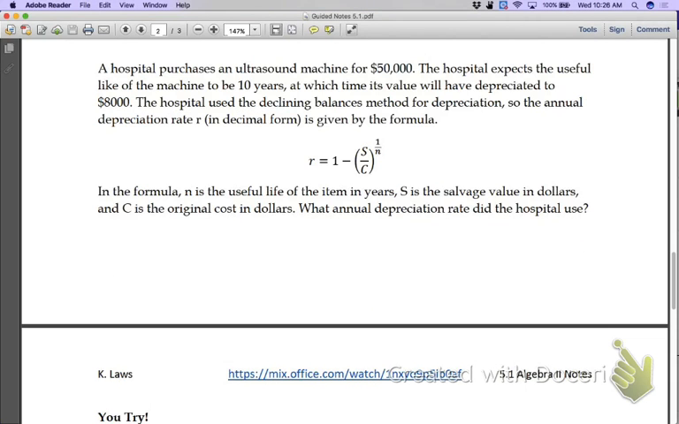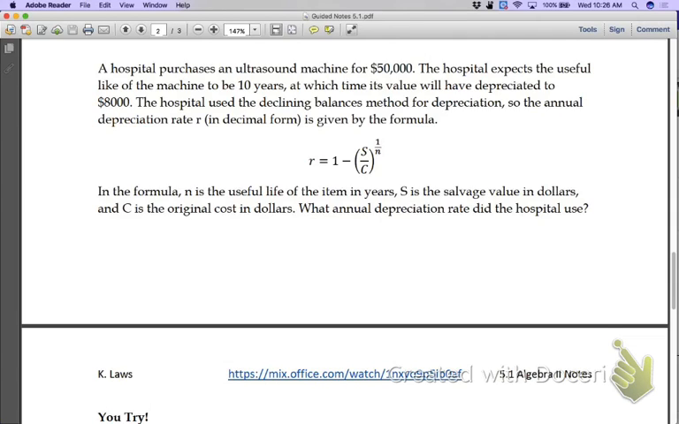It says a hospital purchased an ultrasound machine for $50,000. The hospital expects the useful life of the machine to be 10 years. Basically, anytime a company buys something, schools buy computers, hospitals buy x-ray machines, ultrasound machines, whatever, they expect them to last a certain amount of time. It's just like a car, you're never going to be able to sell it for what you paid for it. It's probably going to go down, or depreciate, in value. So it says after 10 years the value has depreciated to $8,000.